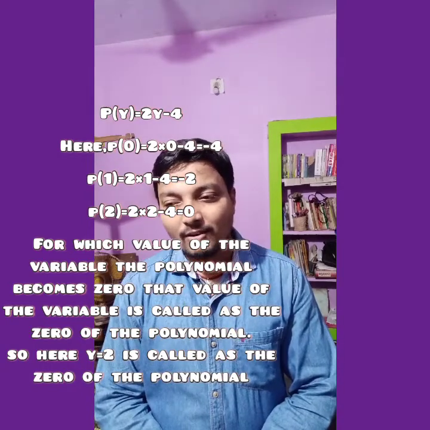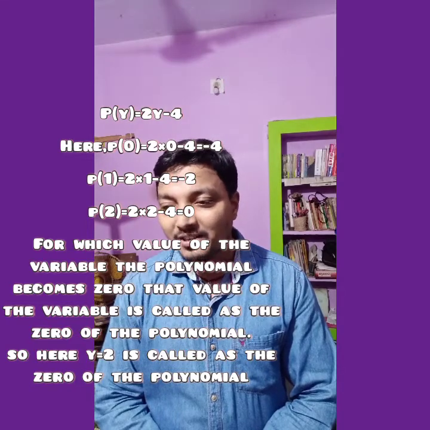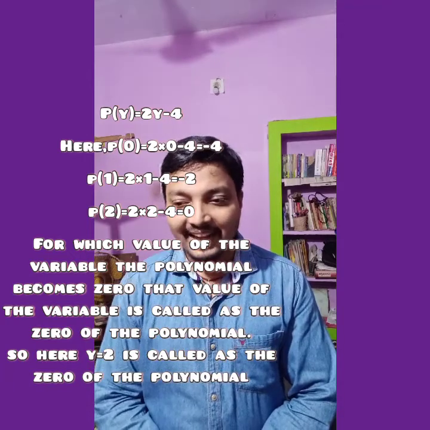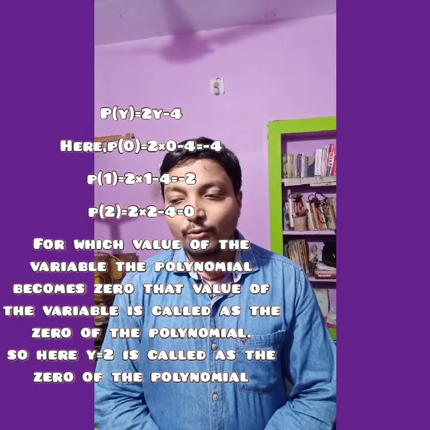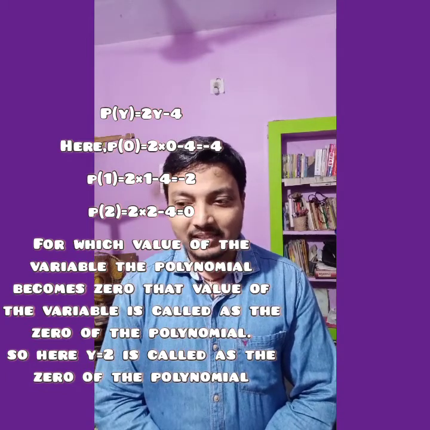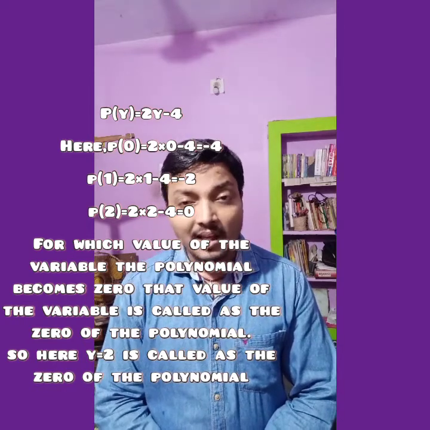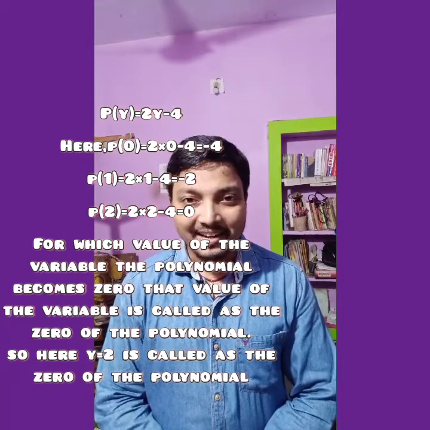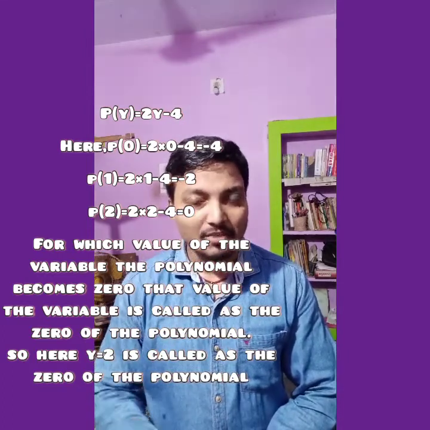Then the polynomial value at y equal to 1 is 2 into 1 minus 4, which is 2 minus 4, which is equal to minus 2. And on putting y equal to 2, we get 2 into 2 minus 4, which becomes 0. So whenever I put y equal to 2, I get the value of the polynomial equal to 0. For this reason we can call 2 the zero of the polynomial.